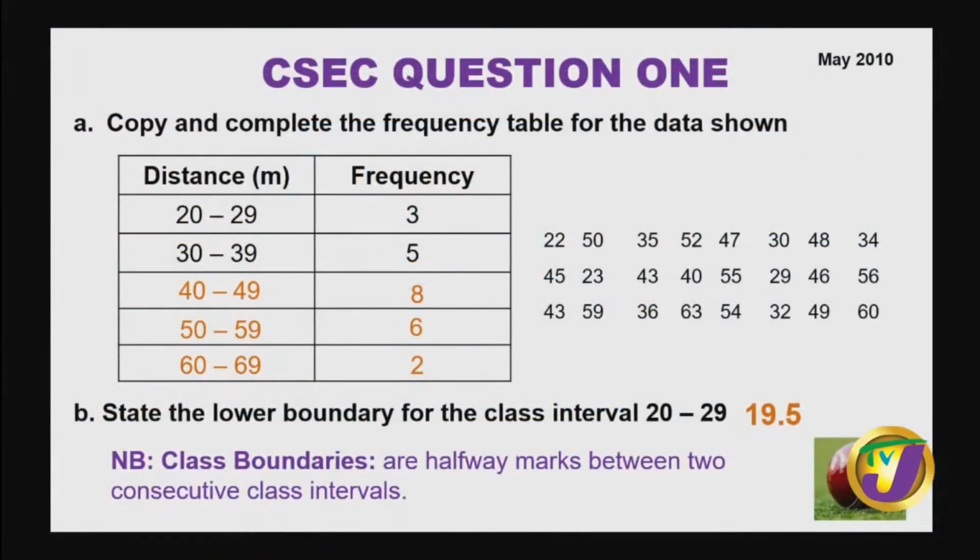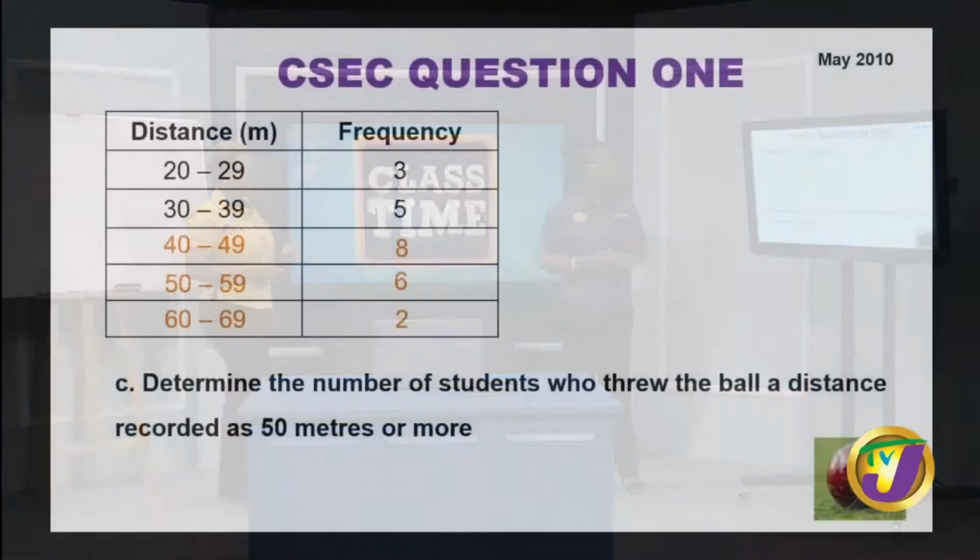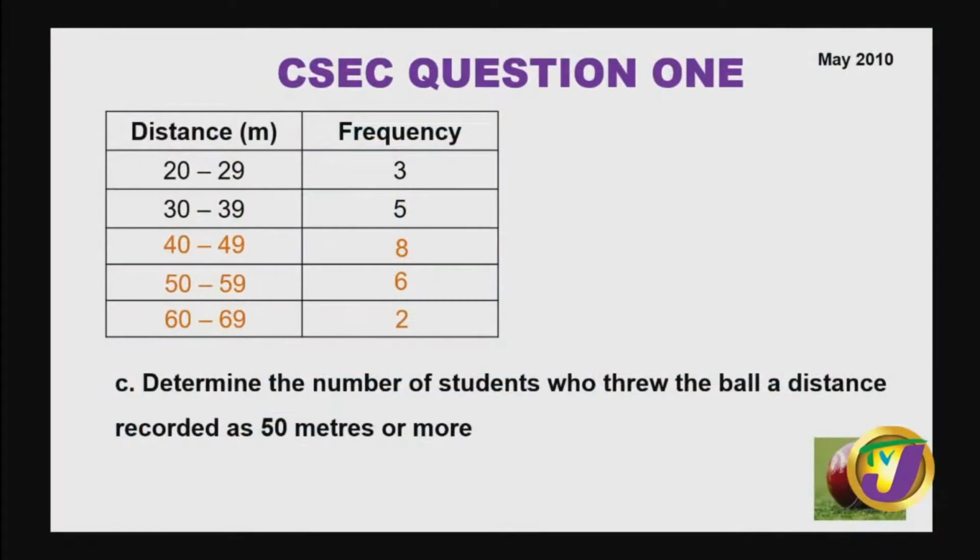All right. The next question says, determine the number of students who threw the ball a distance recorded as 50 meters or more.